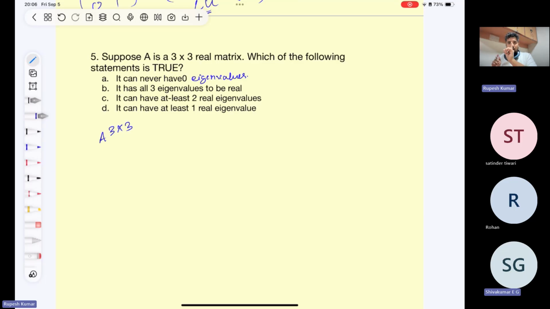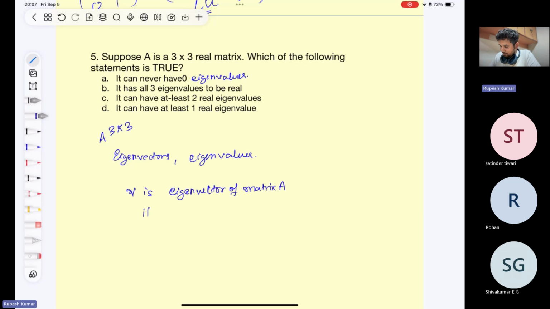First, how to find the eigenvalues of a 3 by 3 matrix. What is the definition of eigenvalues? We know this, right? Eigenvectors, eigenvalues. We say a vector V is an eigenvector of matrix A if and only if AV equals lambda V for some scalar lambda. Lambda can be a complex number also, but let's consider real values and real matrices.